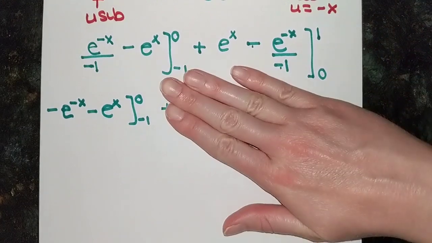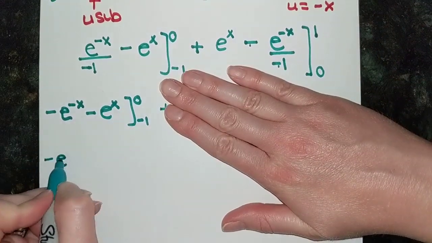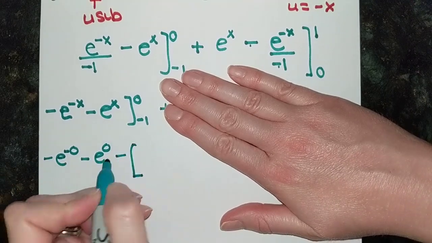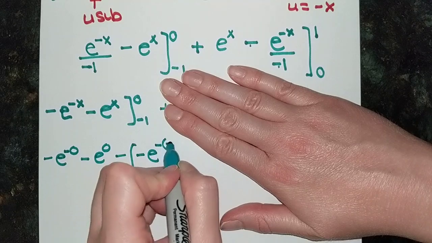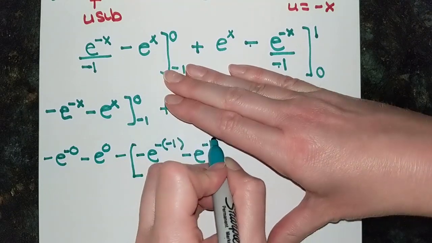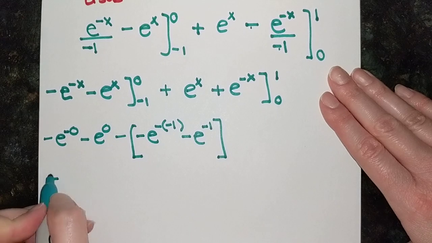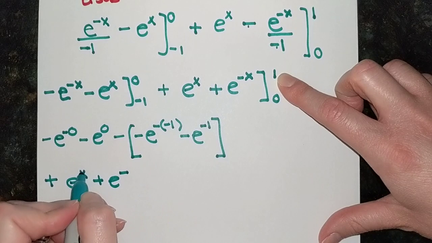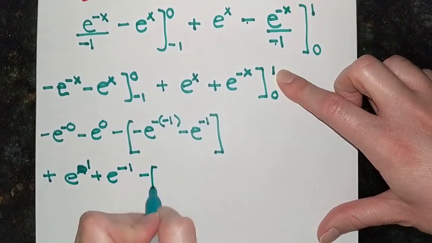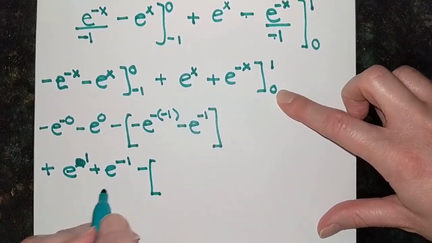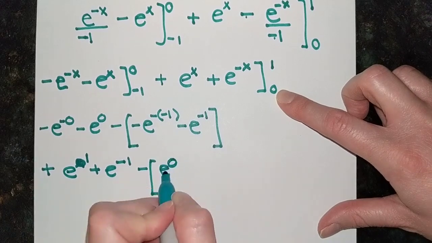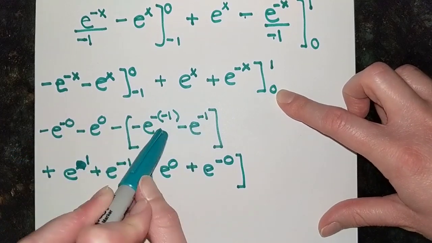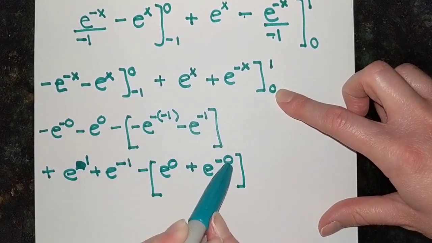Okay, so plugging in first, upper bound minus, okay, so that's my upper bound, minus, and then my lower bound, okay, and then I'll have to add that to my upper bound plugged in here, plugging in 1, and then minus my lower bound plugged in, and I'll put all of this in as a plus e to the 0 plus e to the -0. Okay, so I have my upper bound minus lower bound plus upper bound minus lower bound.